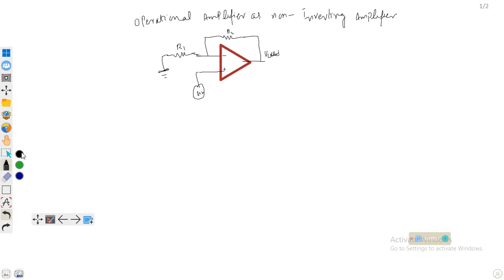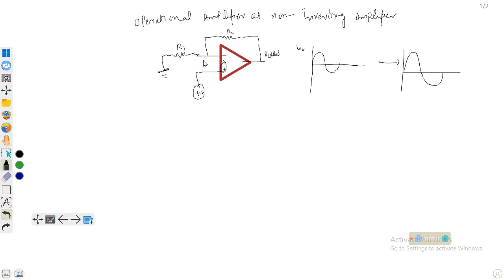In this lecture we will discuss the operational amplifier as a non-inverting amplifier, and we will see how we can give input through the non-inverting terminal, and this will amplify. This will do only one job. If we give input through the non-inverting terminal, the output will be just amplified. It will not invert it. There will be no phase change.